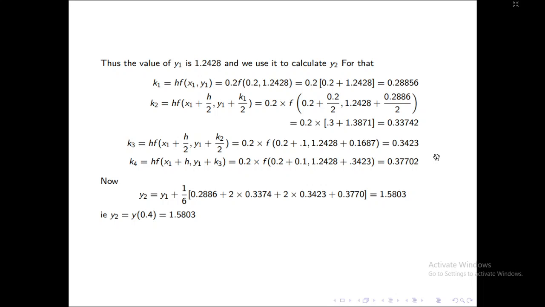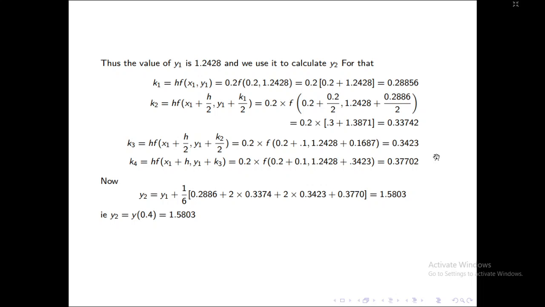and k4. k1 is equal to h into f of x1, y1, which is 0.2 into f of x1, that is 0.2, y1 in the previous step is obtained as 1.2428, so it is 0.2 into f of x, y, which is x plus y, so 0.2 plus 1.2428 is equal to 0.28856.